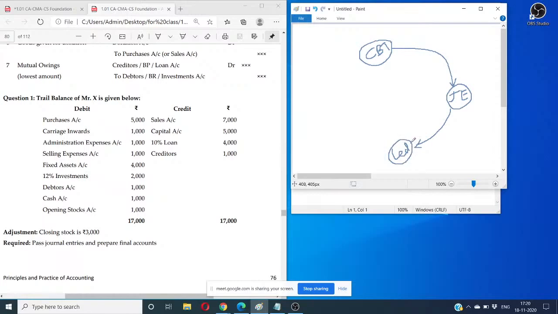Ledger is nothing but classification of accounts. So we have n number of transactions involving n number of accounts: rent account, electricity account, salary account, advertisement account, assets account, liabilities account, capital account. But I want to know how much rent I have paid for the period of accounts I am supposed to prepare.